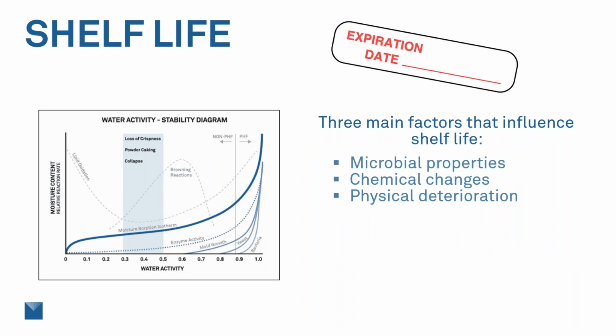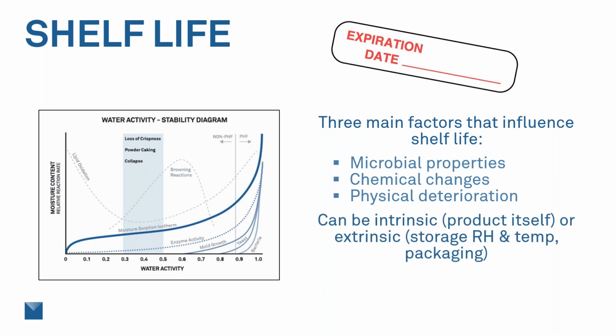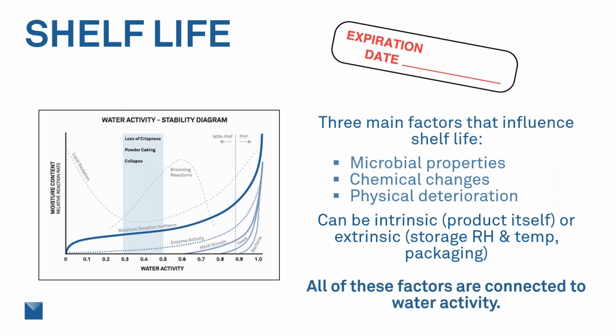There are three main factors that influence shelf life. So we have the microbial properties, chemical changes, and physical deterioration. Microbial properties obviously is like mold or potentially hazardous bacteria that will grow. Chemical changes, so browning, oxidation, enzymatic reactions, those things like that, and physical deterioration. So we're talking about changes in texture or a caking and clumping issue, moisture migration, those kinds of things. So this can be intrinsic within the product itself, how it's formulated, or extrinsic, which would be related to storage conditions, the humidity that it's stored at, the temperature, and what type of packaging that the product is put into.